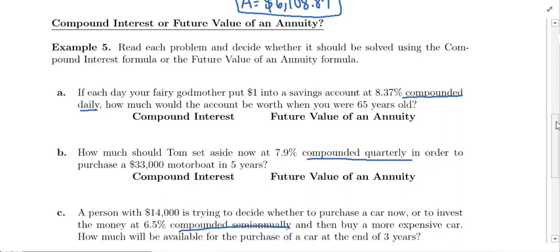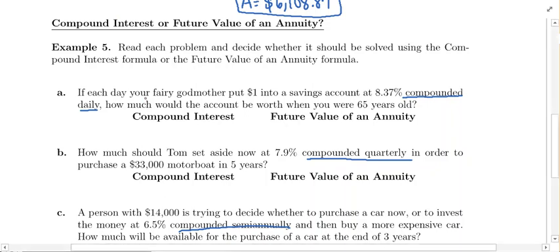It says, if each day your fairy godmother put $1 into a savings account at 8.37% compounded daily, how much would the account be worth when you are 65 years old? Again, this is a savings account. We see the phrase compounded daily. Compounded daily should not affect your decision, because you would see that phrase in both a compound interest problem and a future value of an annuity problem. The key to figuring out the answer here is how often the deposits are made.